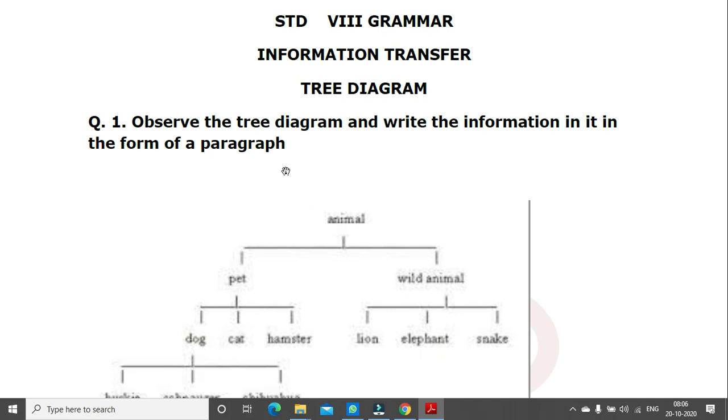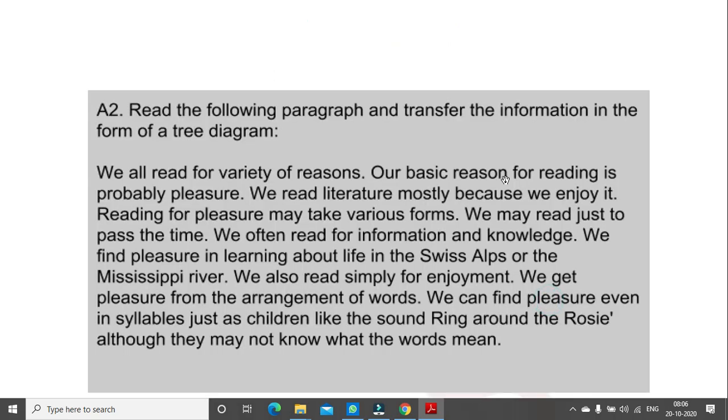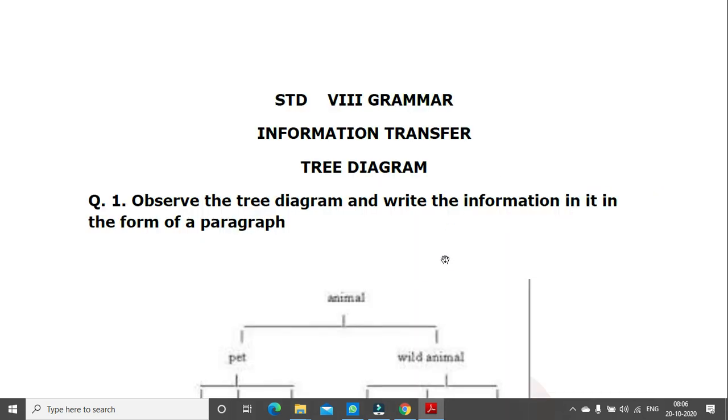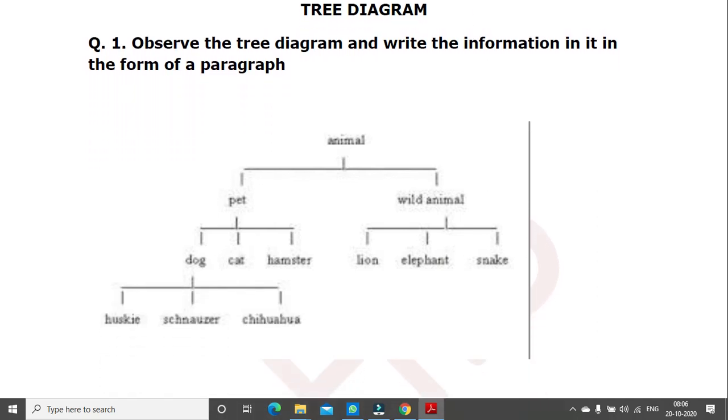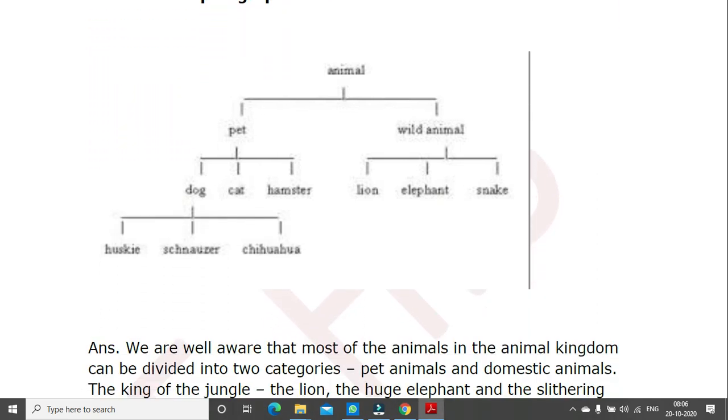Now, observe the map. Sorry, observe the tree diagram and write the information in it in the form of a pattern. So if you see, you have the first diagram where they tell you the main heading is of animals. So that means that this diagram is on the types of animals, or the way we divide animals into different categories. Now what are the categories we are dividing into? Pet animals and wild animals. So you see, this is the main trunk of the tree. This is now divided into two parts.